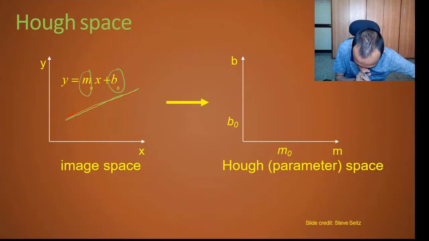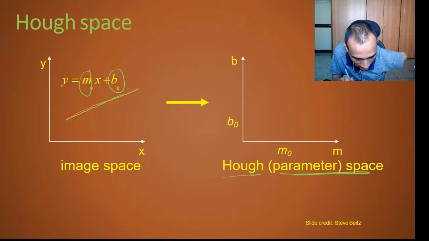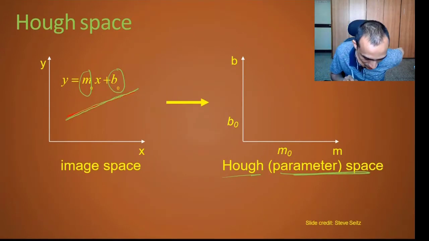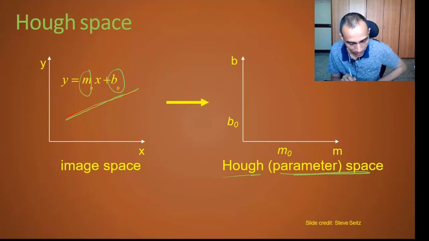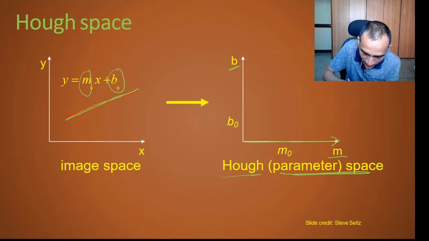Now, if we see the corresponding parameter space, which we call Hough space, because this idea was first proposed and patented by a person named Hough. I don't know whether he was a mathematician or a computer scientist. The technique comes from his name. So basically, it is a parameter space. Here our parameters are slope and intercept, m and b.